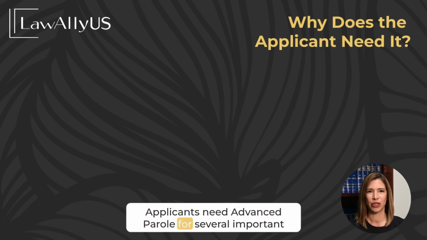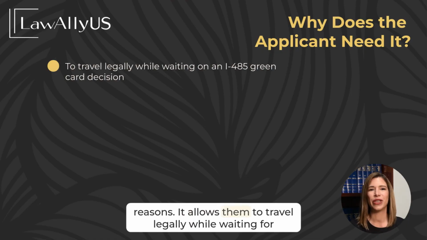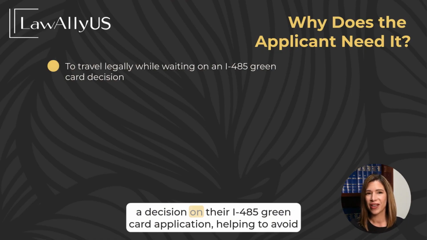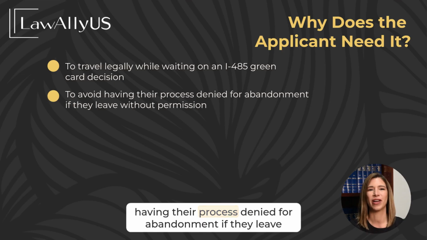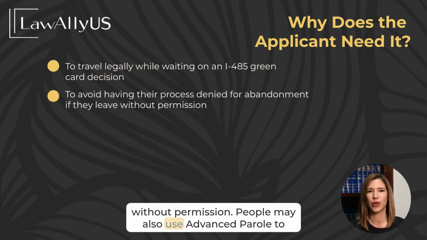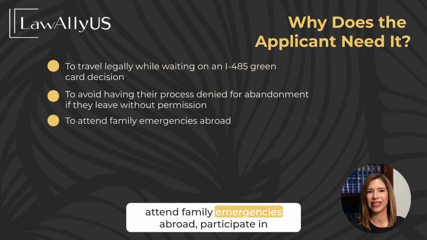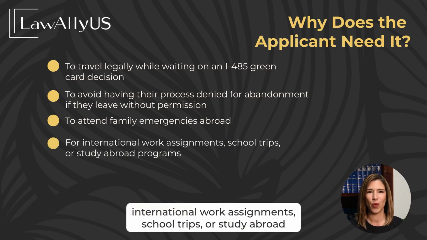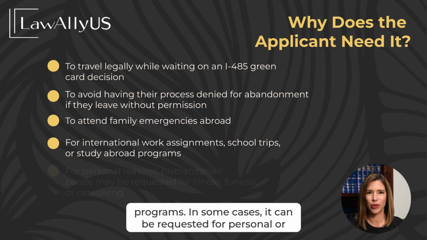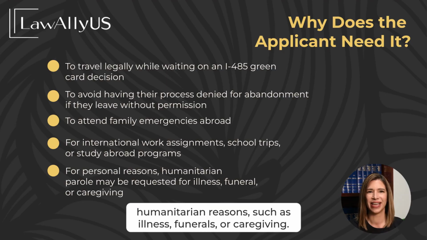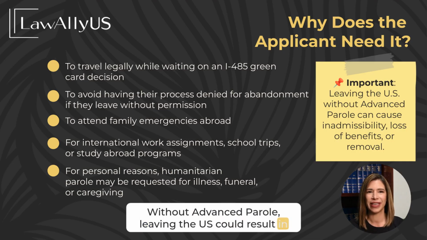Applicants need advanced parole for several important reasons. It allows them to travel legally while waiting for a decision on their I-485 green card application, helping to avoid having their process denied for abandonment if they leave without permission. People may also use advanced parole to attend family emergencies abroad, participate in international work assignments, school trips, or study abroad programs. In some cases, it can be requested for personal or humanitarian reasons, such as illness, funerals, or caregiving. Without advanced parole, leaving the U.S. could result in inadmissibility bars, loss of benefits, or even removal proceedings.